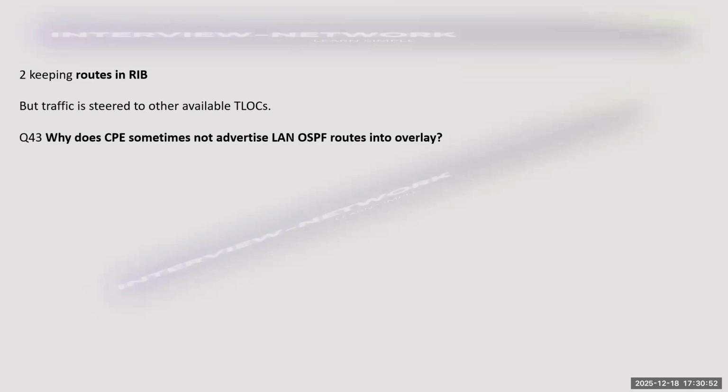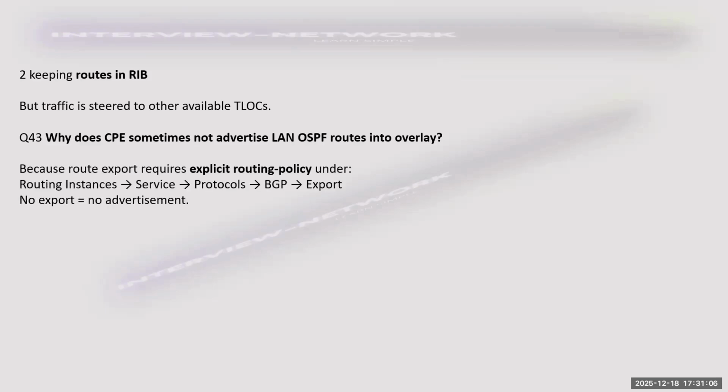Why does CP sometimes not advertise LAN OSPF routes into overlay? Interesting question. Why is the routing protocol that we are using, OSPF, sometimes not advertised to the overlay? Because route export is required, which basically means an explicit routing policy. You have to go to routing instances, then services, protocol, BGP, export. Unless you do the export, your LAN side network won't be advertised to the overlay. So no export means no advertisement.